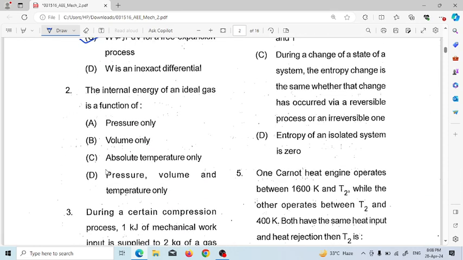Next question. The internal energy of an ideal gas is a function of pressure only, volume only, absolute temperature only, or pressure, volume, and temperature only. So internal energy of an ideal gas is a function of absolute temperature only. So option C is the correct answer.